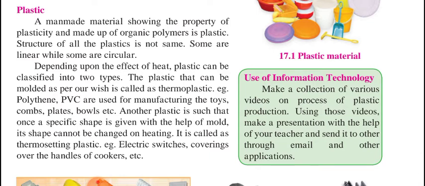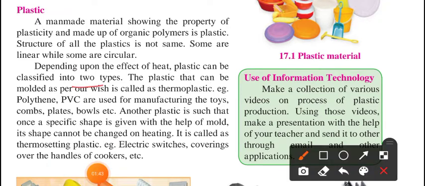Depending upon the effect of heat, plastic can be classified into two types. The plastic that can be molded as per our wish, as per our need, is called thermoplastic. Examples are polyethylene and PVC. These types of plastic are used for manufacturing toys, combs, plates, bowls, etc.